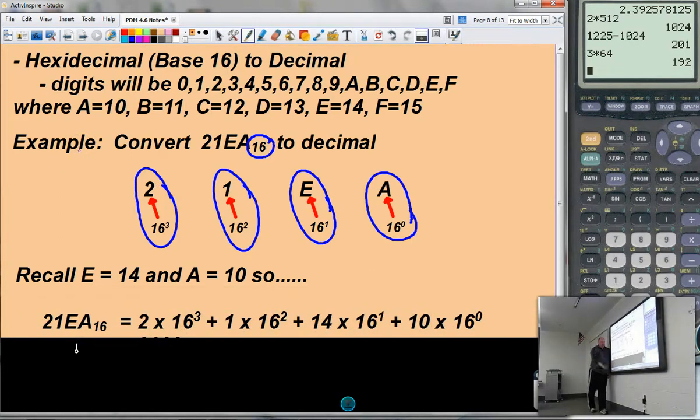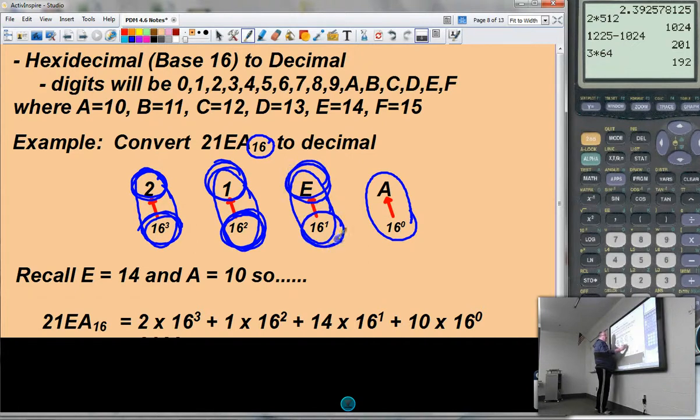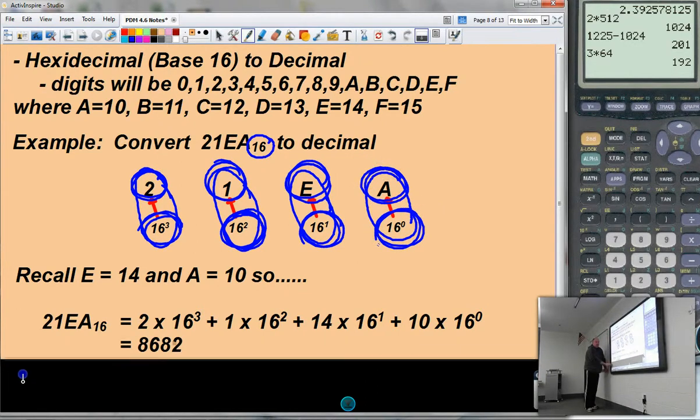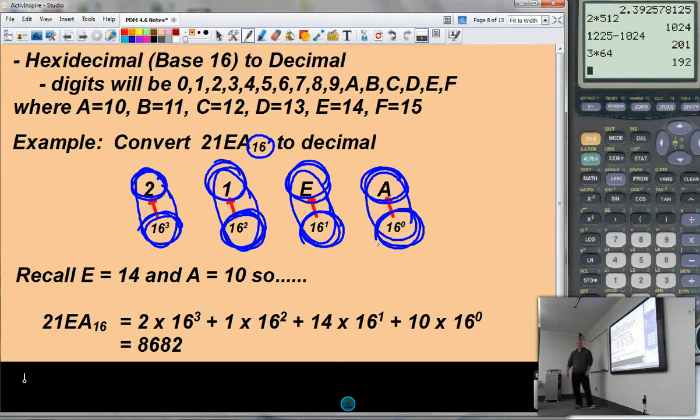So 21EA base 16 would be 2 times 16 to the third plus 1 times 16 squared plus 14 times 16 to the first plus 10 times 16 to the 0, which is 8,682. Again, just like powers of 8, just like powers of 2, these are powers of 16.